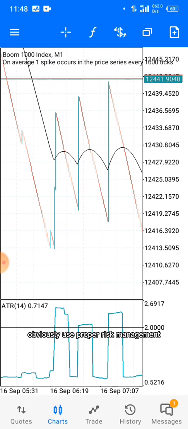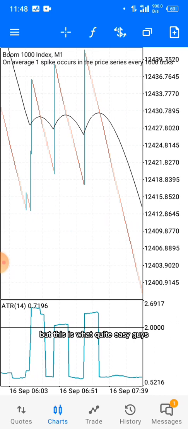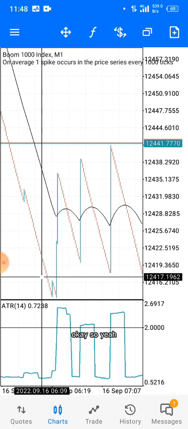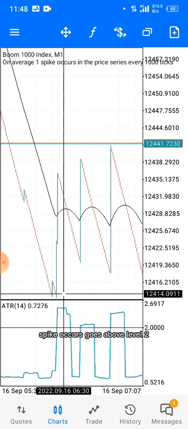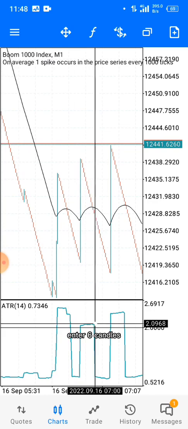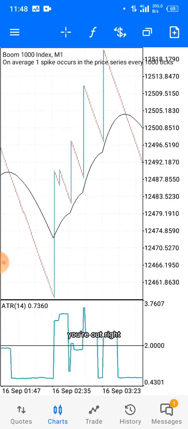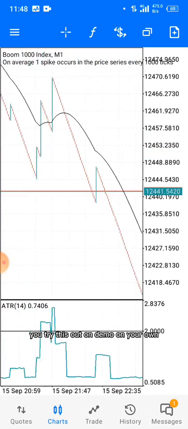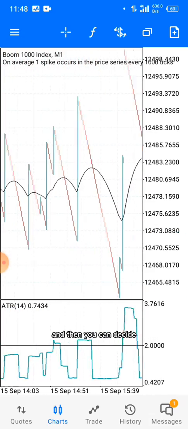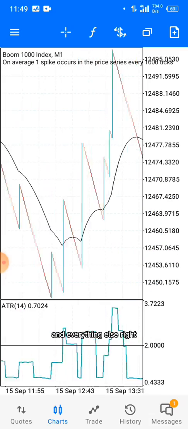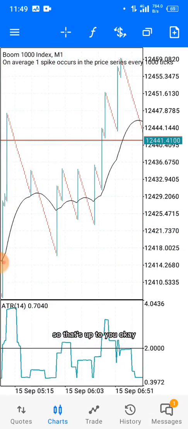So obviously use proper risk management. I'm not giving any financial advice, okay? Use proper risk management, but this is quite easy, guys. You can do this, okay? So here, spike occurs, goes above level 2, you enter, hold 6 candles, and you're out, right? I'm not going to give you the lot size that I use. You try this out on demo on your own, and then you can decide the lot size that you're going to be using and everything else, right? So that's up to you, okay?